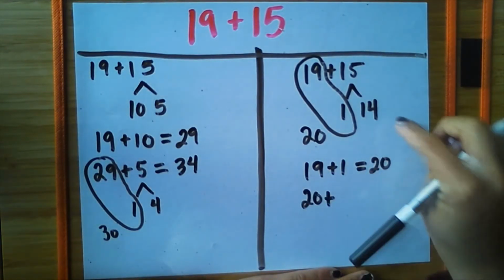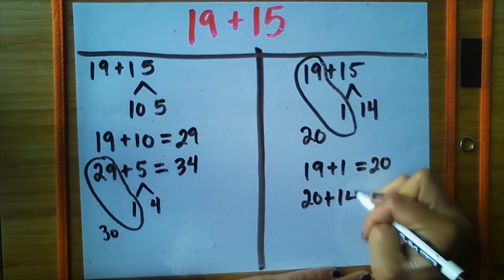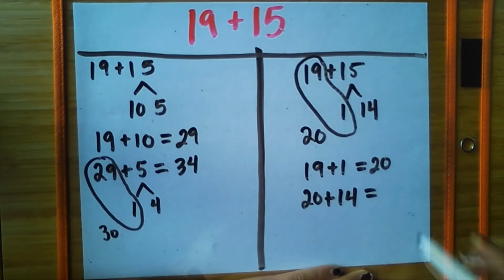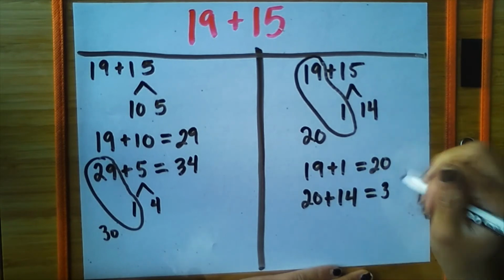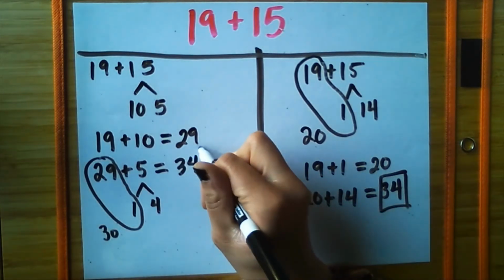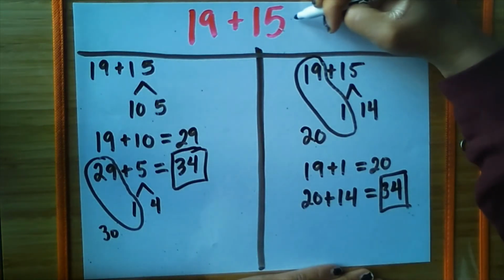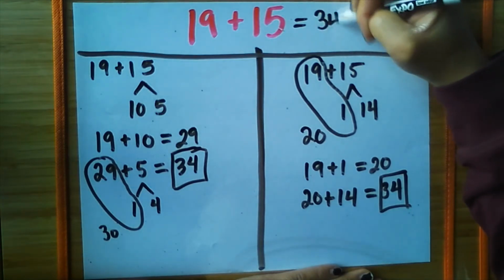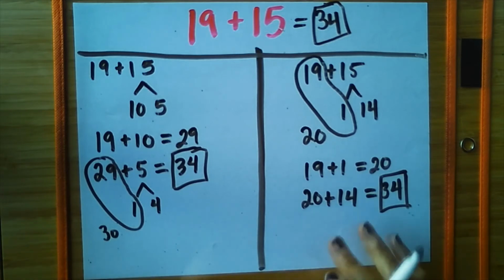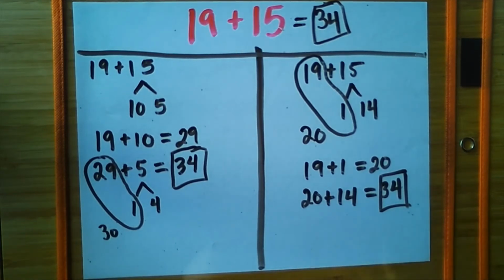20 plus 14 equals, remember, so 20 is the same as 2 10s, and then we have 1 10 and 14. That's 3 10s, and then we have 4 1s left. So our solution is 34, and make sure you go ahead and box that in on both sides. 19 plus 15 equals 34. Great job, my friends. And so this is another way to solve for an addition number sentence that has double digits for both addends.